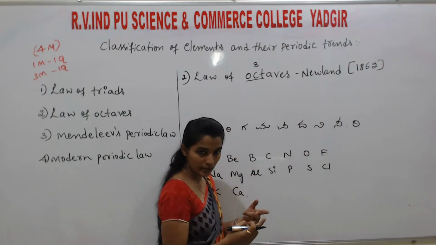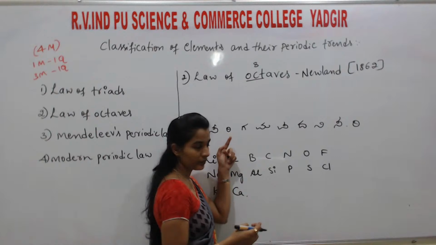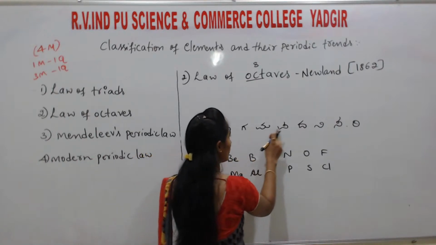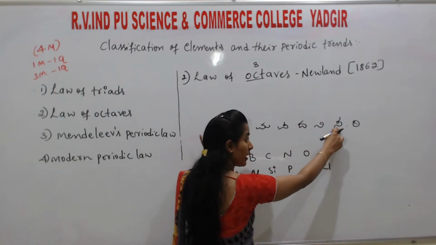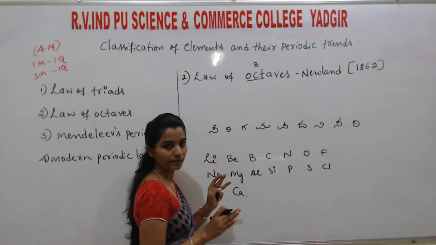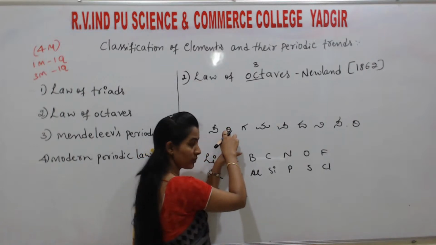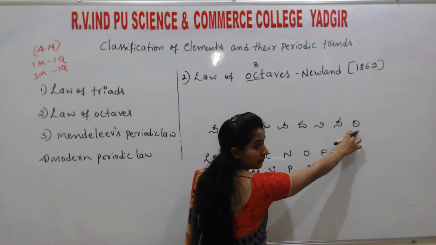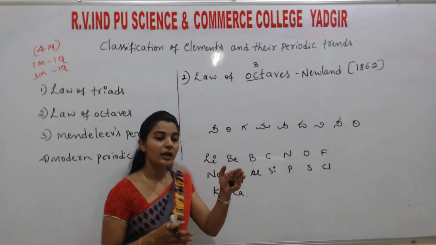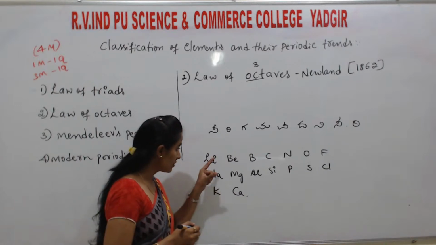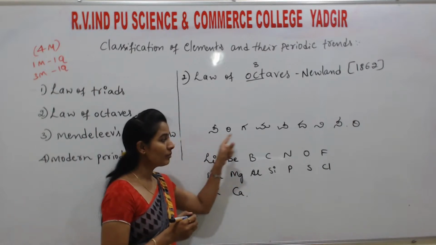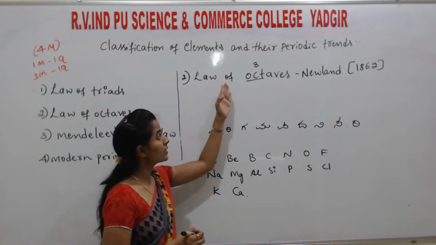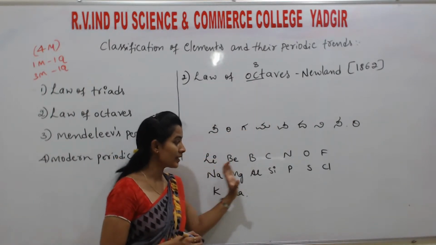So every 8th term resembles the first term. If this is the first term, consider from here 1, 2, 3, 4, 5, 6, 7, 8. The 8th term and the first term are the same. So re, if you consider this one as a first term, 1, 2, 3, 4, 5, 6, 7, 8. So first and the 8th term are always the same. So this arrangement is also like a musical note arrangement. Understand? So that's why this is called the octaves, because it is a set of 8 elements.